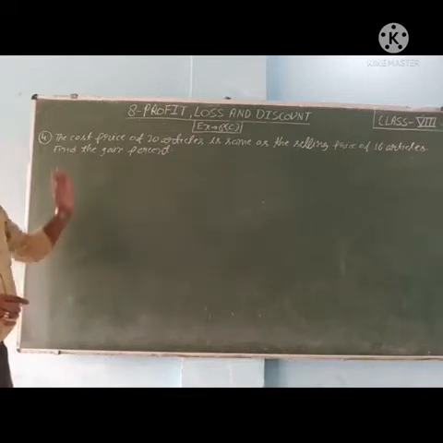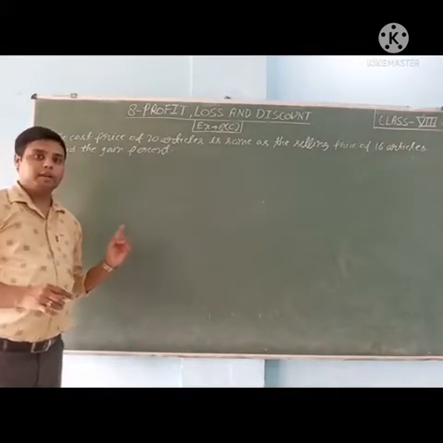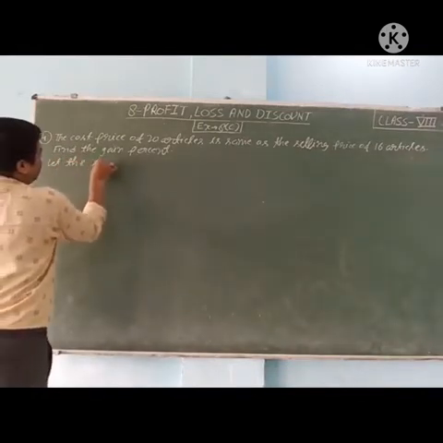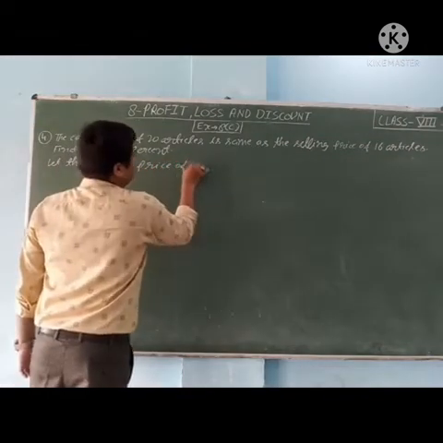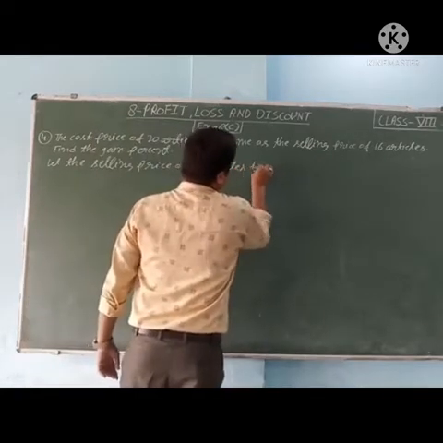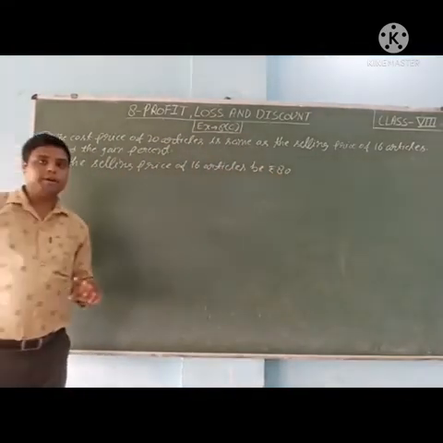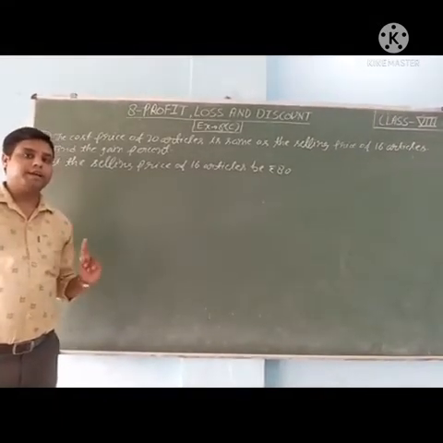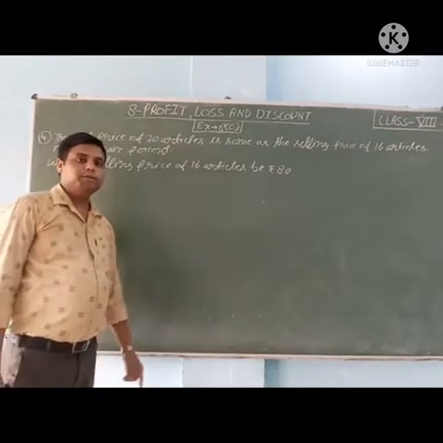So the comparison of cost price is given with selling price. So we will let the selling price of 16 articles be rupees 80. Now why do we let 80, not rupees 100? Because the LCM of 20 and 16 is 80. That's why we are letting rupees 80. Let the selling price of 16 articles be rupees 80.